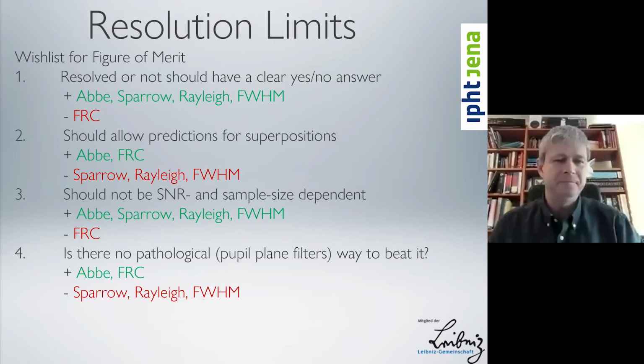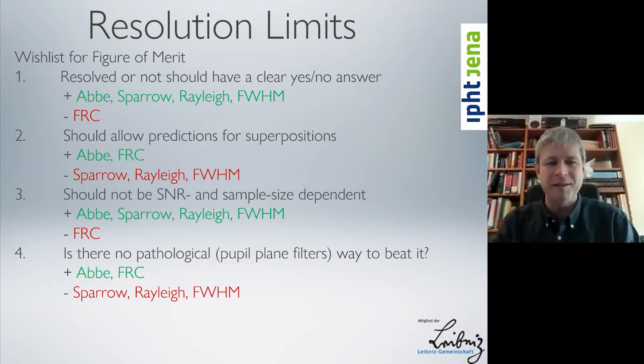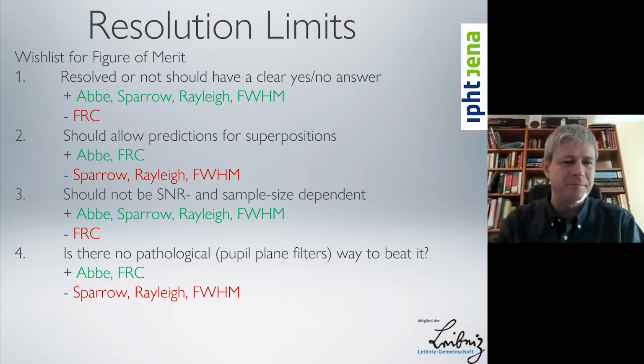And it is nice also if there's no, I call it pathological way to beat it, and that would be just modifying some pupil plane filters. And that is also the case for the upper limit. You can do whatever you like to your pupil plane. You're not going to change the upper limit. I mean, except making it smaller, worse, if you're blocking some part of the pupil.